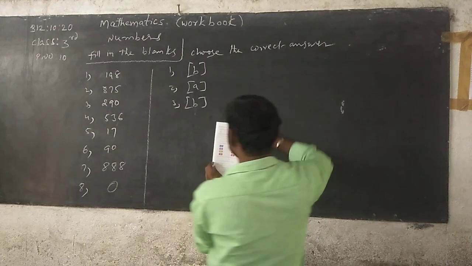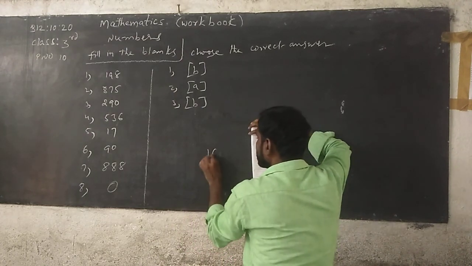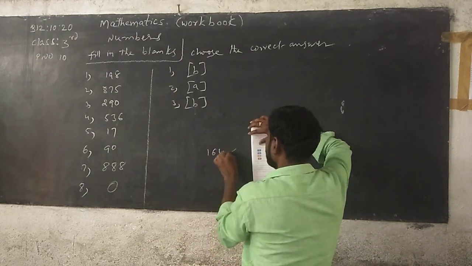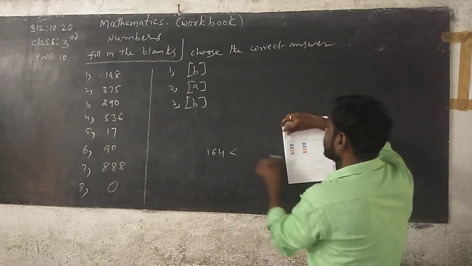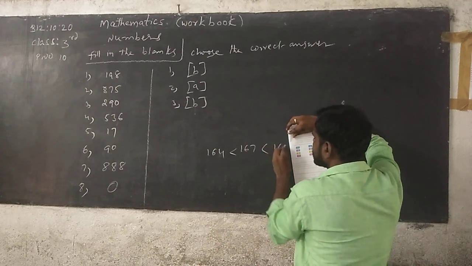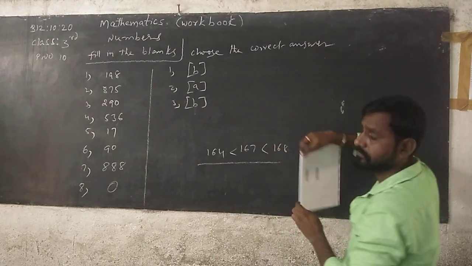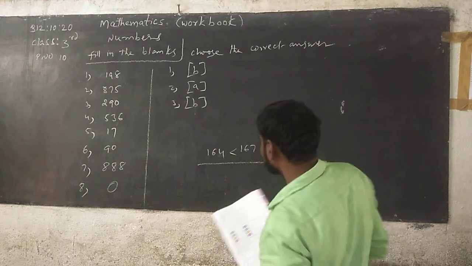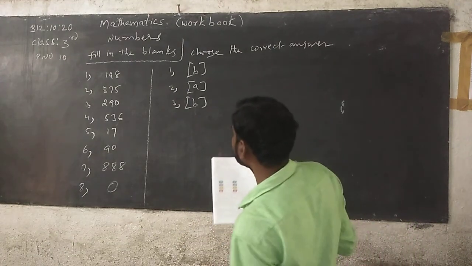164 less than 167 less than 168. Now third one completed. Next, fourth.